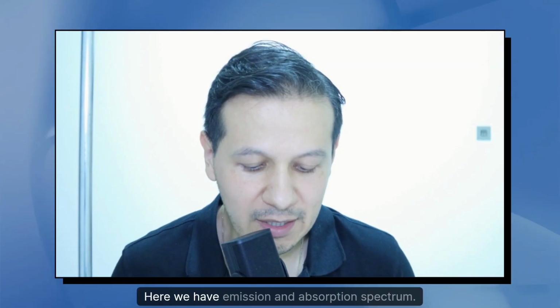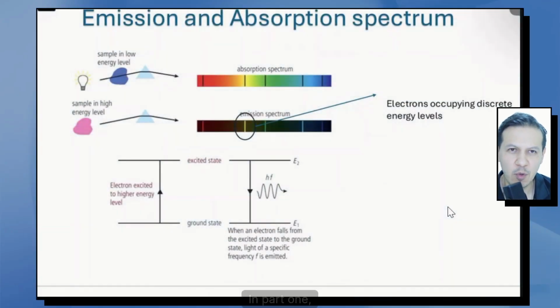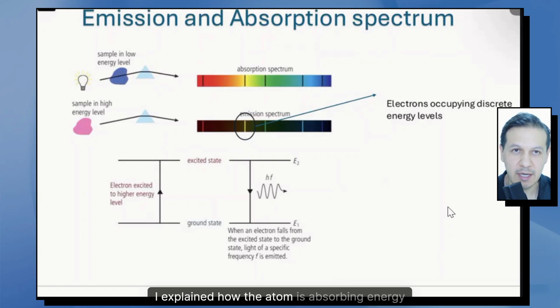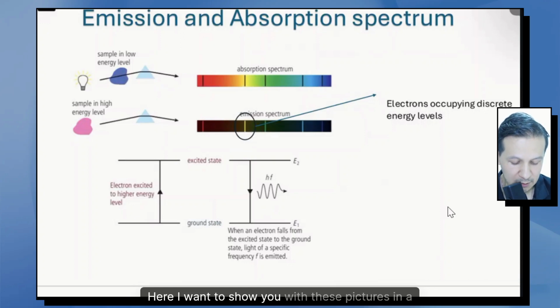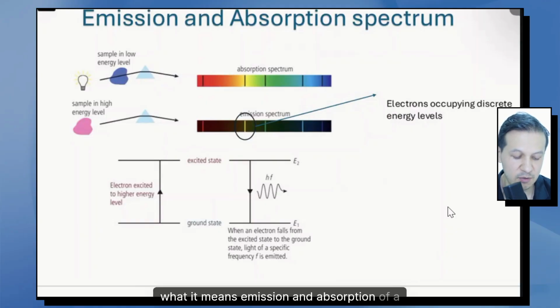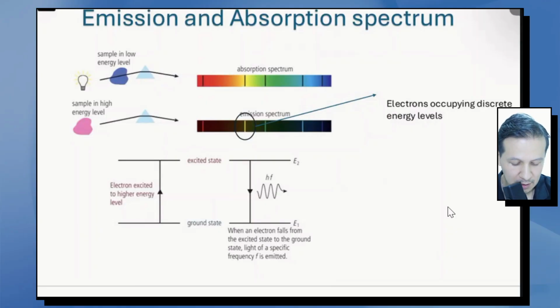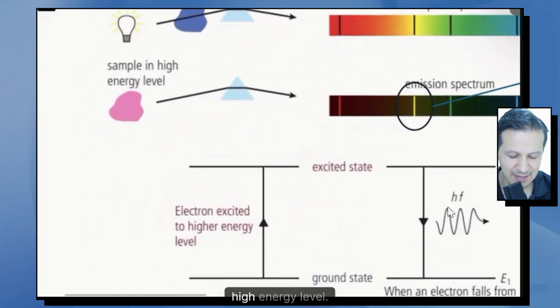Okay. Here we have emission and absorption spectrum. In part 1, I explained how the atom absorbs energy and emits energy, and what is happening with the electrons. Here, I want to show you with these pictures, in general terms, what emission and absorption of a spectrum mean. So let's say that we have a sample with a high energy level.